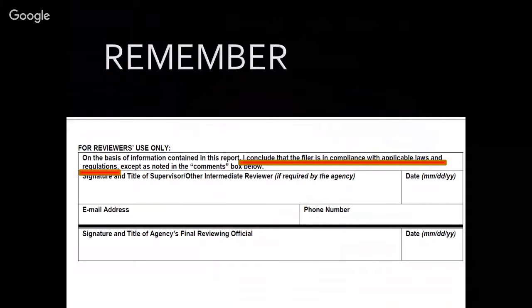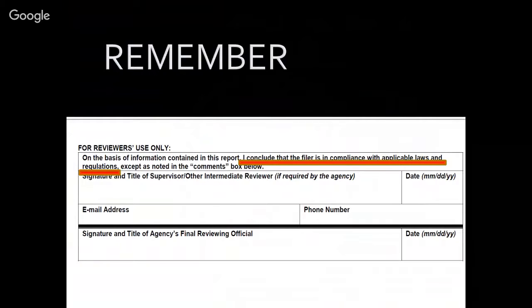affirms the following: that you conclude that the filer is in compliance with applicable laws and regulations. So you should not sign your name as the reviewer or certifier of the form if you have not conducted an analysis that would allow you to draw this conclusion. Right. So regardless of what the filer provides initially on the form, we're going to have to get enough information to say one way or the other that there's a potential conflict we need to mitigate, or there's no conflict. Until we can answer that question affirmatively, we shouldn't certify the report.